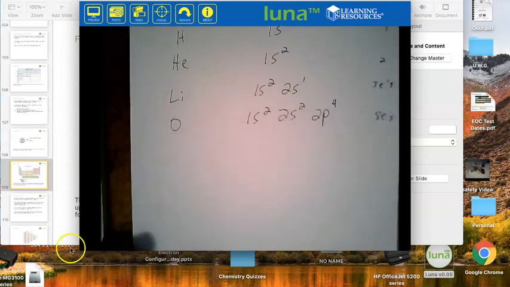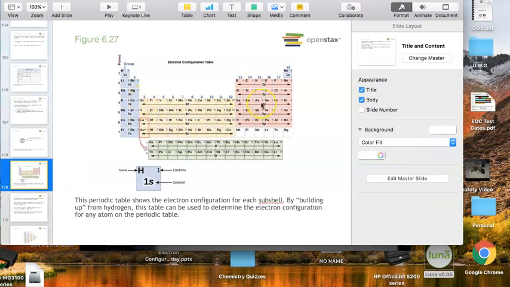All right, let's do another couple here. Let's do potassium. What is the electron configuration for potassium?